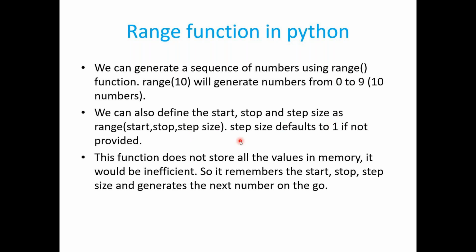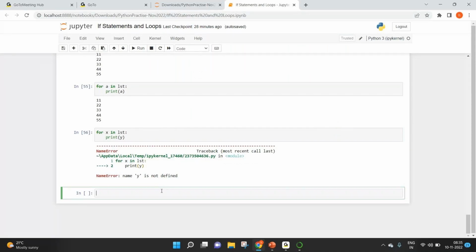So what is step size? It is the value by which I have to increment the start value. We will understand it with the help of an example. For now, remember that range function takes three parameters: start value, stop value, step size. Out of these three, stop value is mandatory. If you don't specify start value, it will start from 0. If you don't specify step size, the default step size is 1. Let's understand it with the help of an example.